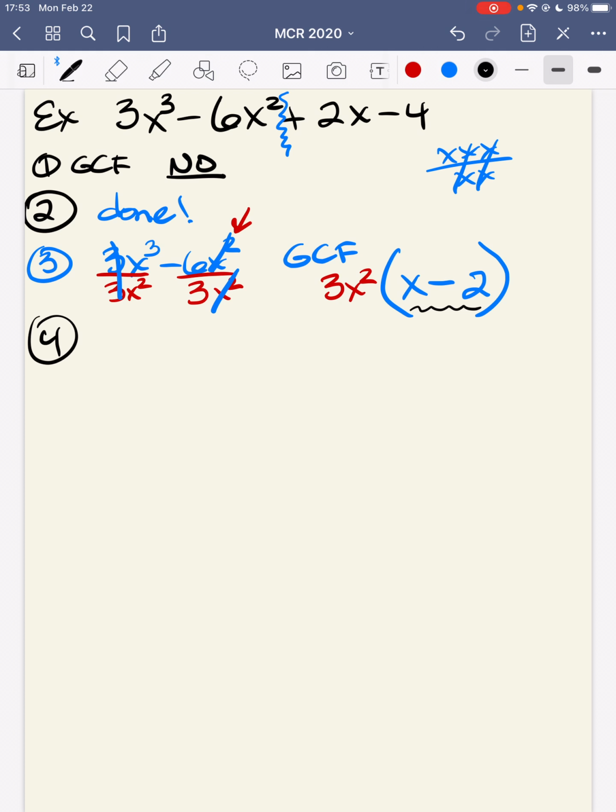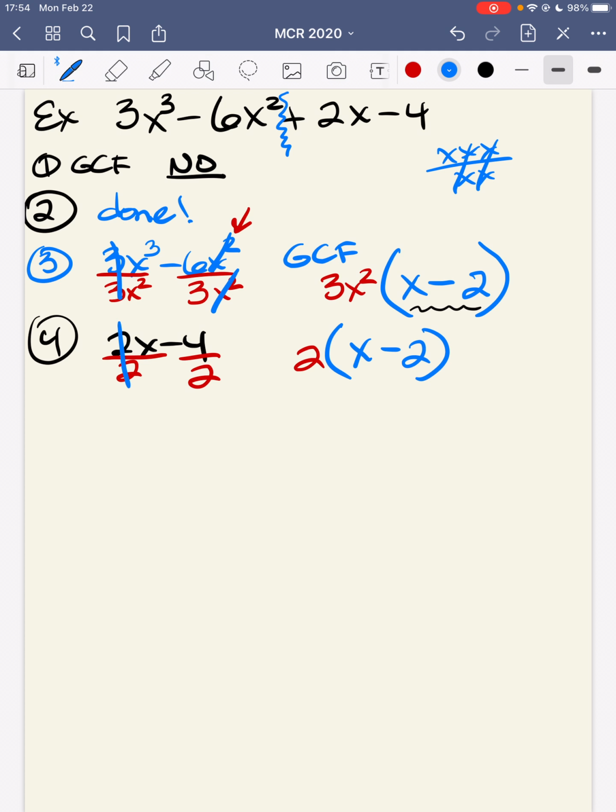I need my GCF for the last two terms. In this case, it's 2x minus 4. I need to pull out what they have in common. Well, 2 and 4 have a common number of 2 because they're both even. And the 4 doesn't have an x, so that's all I can pull out. So I need to write my 2 in front. Whatever is left over goes in a set of parentheses. Here the 2's cancel, and I'm left with x. Minus sign stays. 4 divided by 2 is 2.